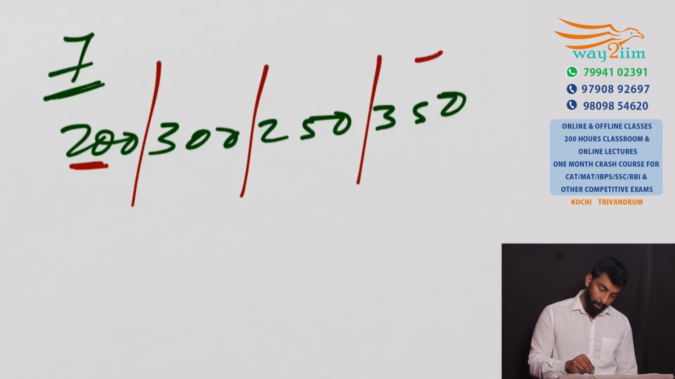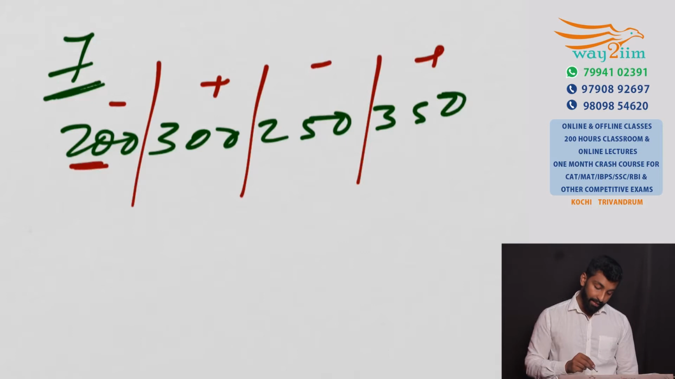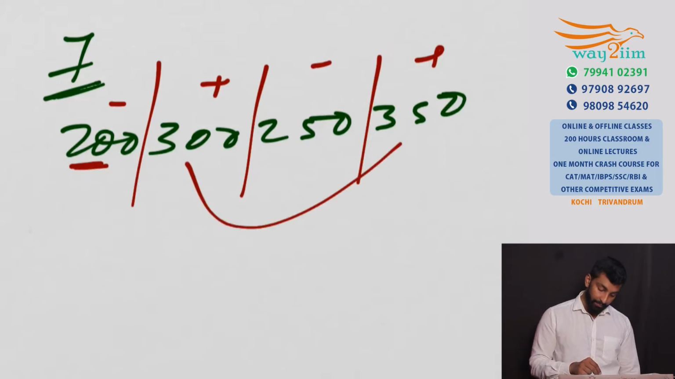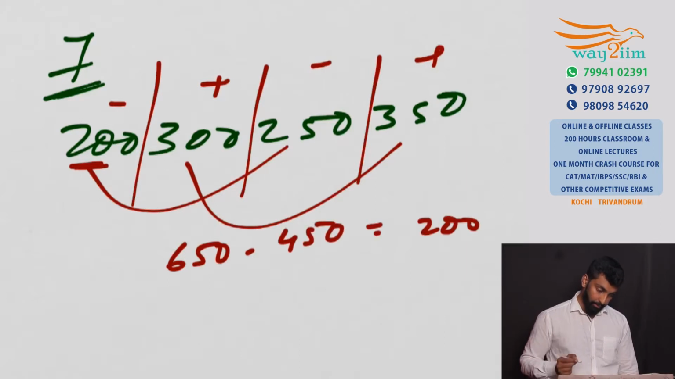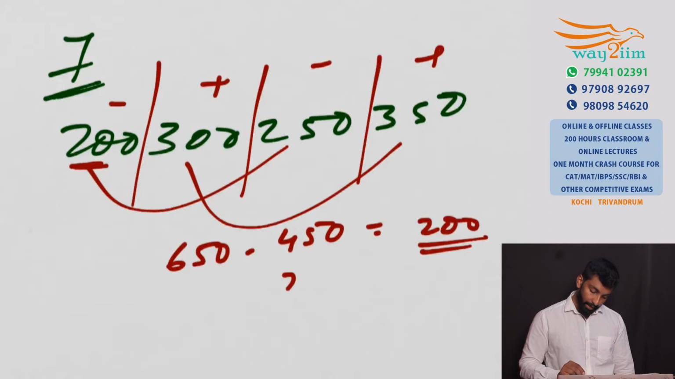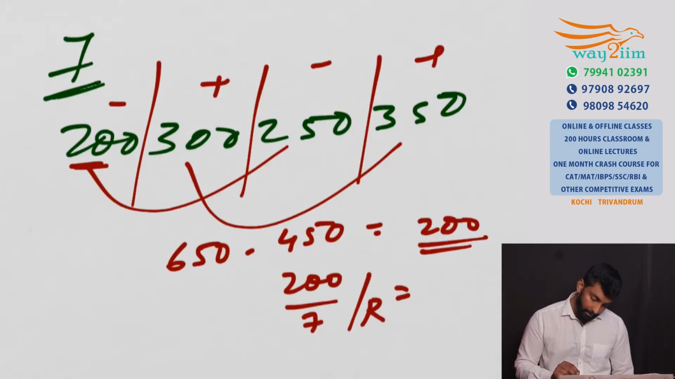Then after this, you put plus minus signs alternatively, right? And then you bring the same signs together just like this. So you will get 650 minus 450, which is equal to 200, right? Now this 200 you divide manually by 7, and see what is the remainder. What you will get is 4.